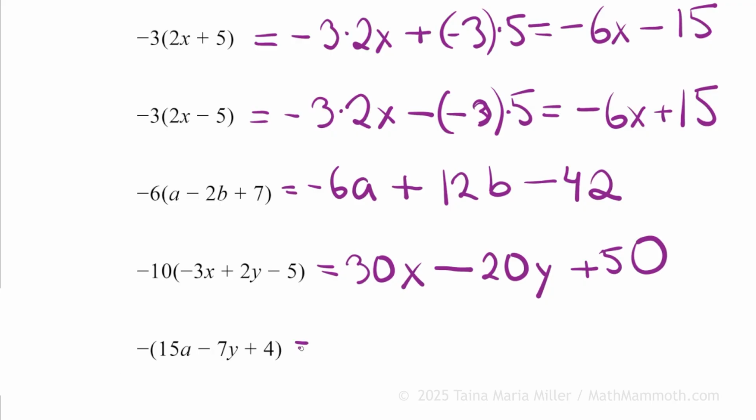And then here, there's no actual number, it looks like. There's just a negative sign, and then the quantity in parentheses. But you can think of it there as being -1, if that helps you. So what happens is -1 times this, and -1 times that, and -1 times that. So in the end, each one of these terms just changes signs. We get -15a plus 7y minus 4, because each term got multiplied by -1.